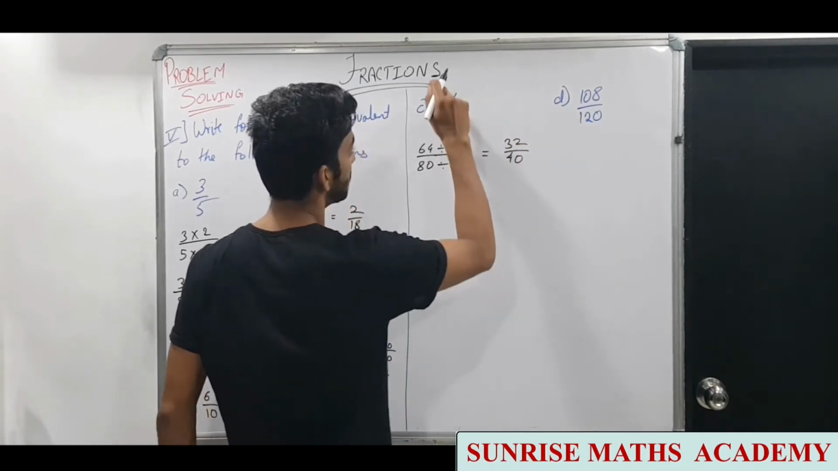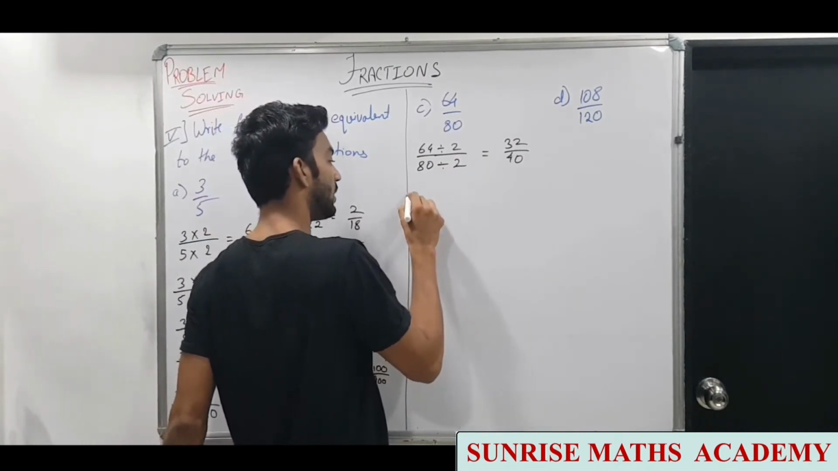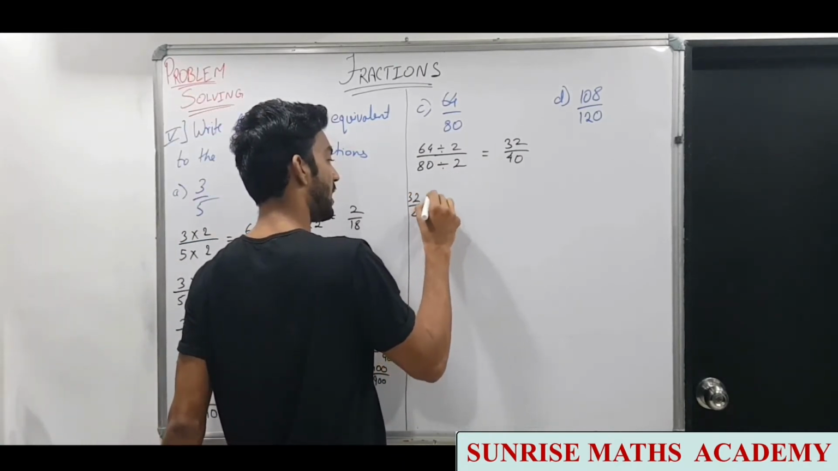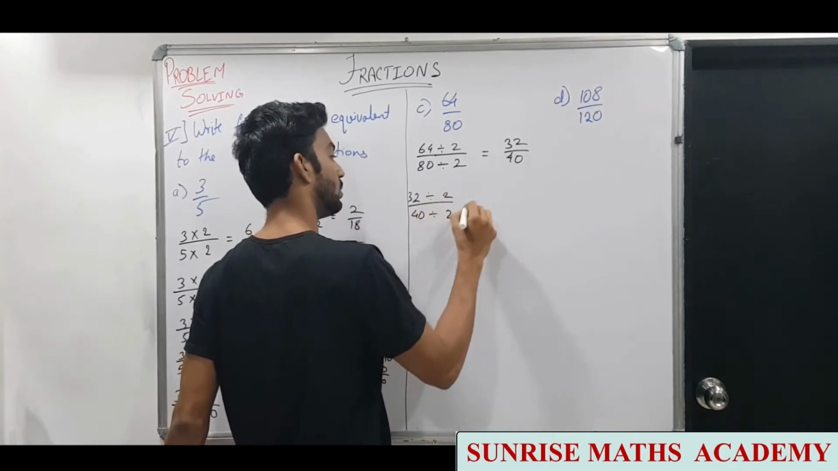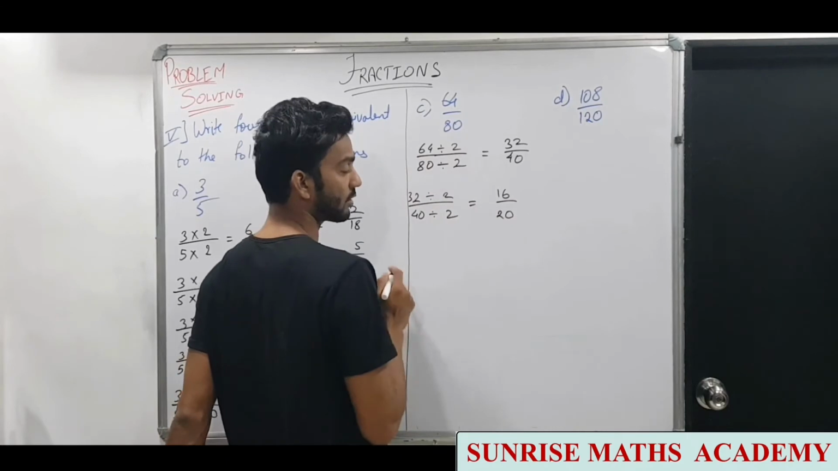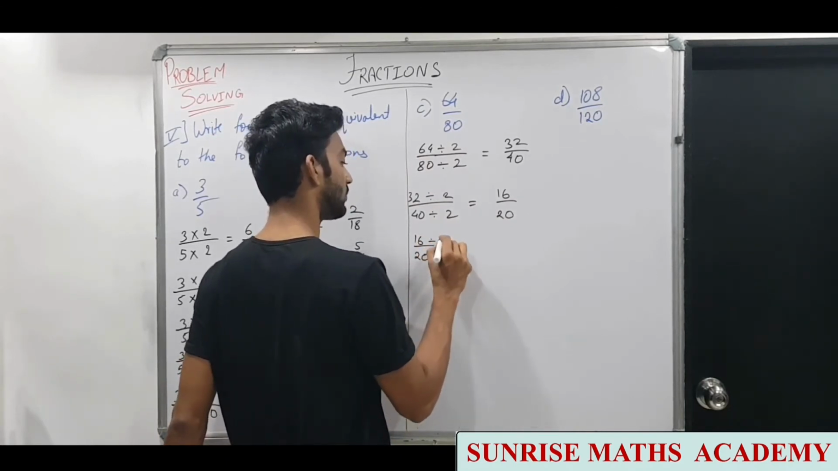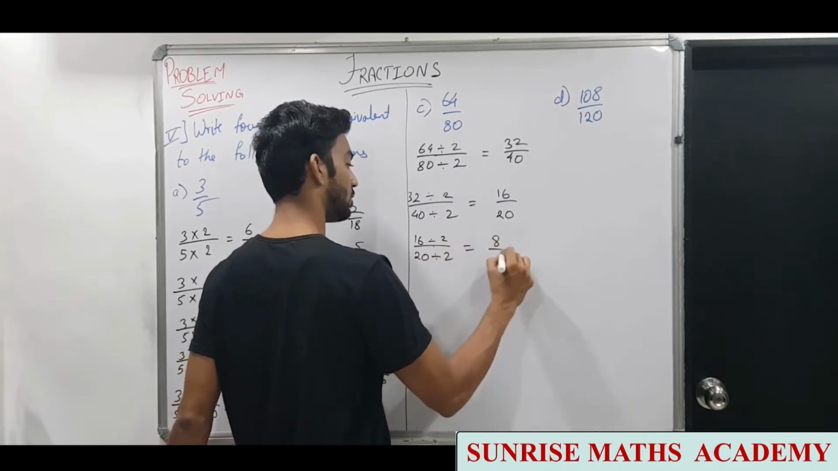So 32 upon 40 is an equivalent fraction to 64 upon 80. 32 upon 40 can again be divided by 2, so we get 16 upon 20. This is also an equivalent fraction to this. 16 upon 20 can again be divided by 2, so we get 8 upon 10.